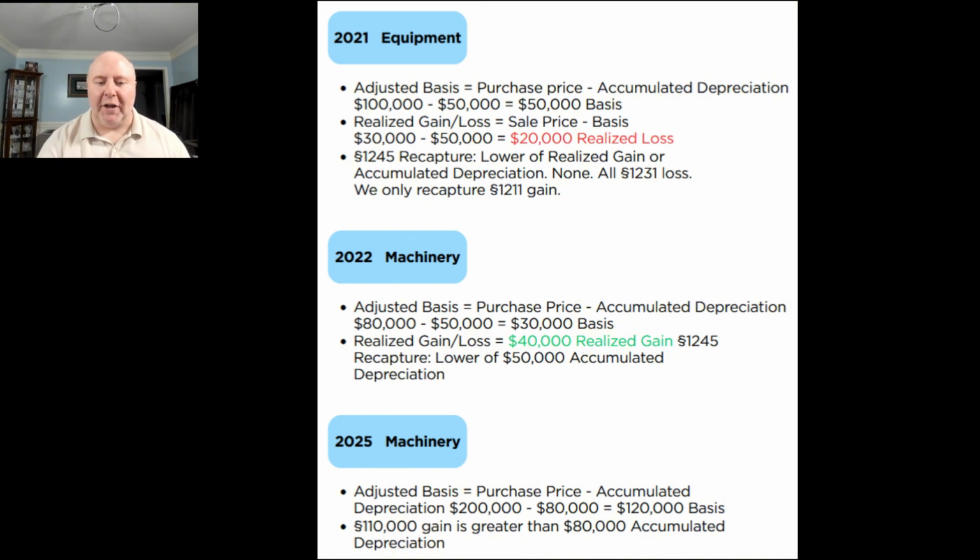Then we have our 2025 machinery, and this is the one where we said, okay, we had $30,000 that was surviving, and the reason we had that was because our sale price exceeded our purchase price, so it had appreciated. Our asset had appreciated by $30,000. That's what resulted in our 1231, and that $30,000 is what goes on to the next level.